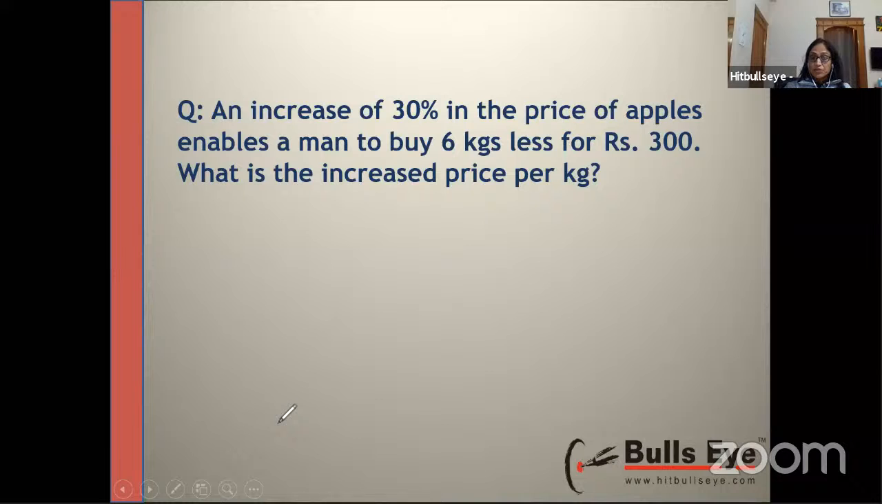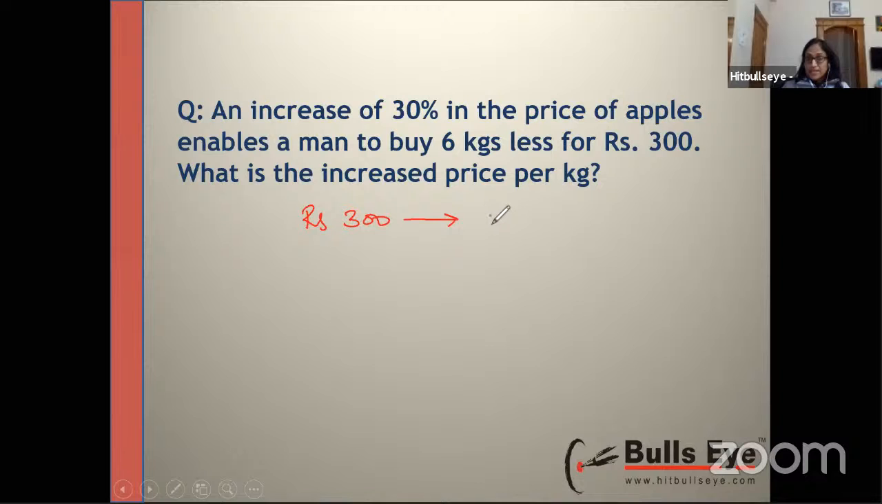Okay, so let's look at the solution of this question. As I said, try to visualize this question as a situation happening with you. Okay, doesn't matter, Chetna. I'll help you solve it. The question says an increase of 30% in the price of apples enables a man to buy 6 kilograms less for rupees 300. If you visualize yourself in this situation, what it is telling you is that initially you used to go for shopping with rupees 300 and buy some apples that you always used to buy. Now, today, when you went, you realized that there was an increase in the price.